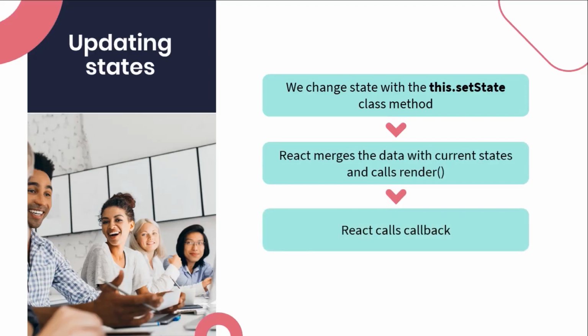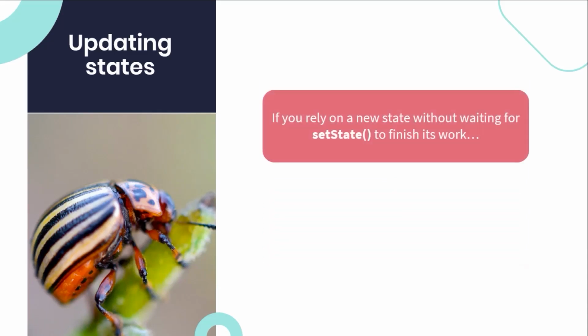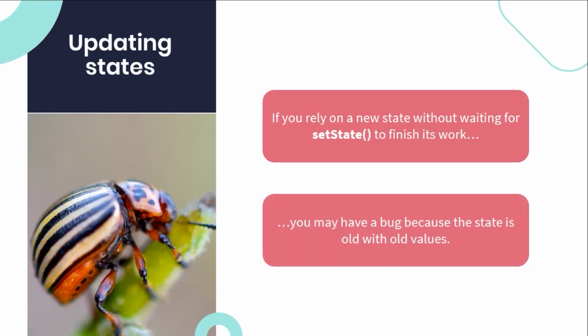Having the callback in setState is important because the method works asynchronously. If you rely on a new state without waiting for setState to finish its work, that is, work synchronously with an asynchronous operation, well then you may have a bug whilst you wait for the new state values to be updated, because the state is still an old state with old values.